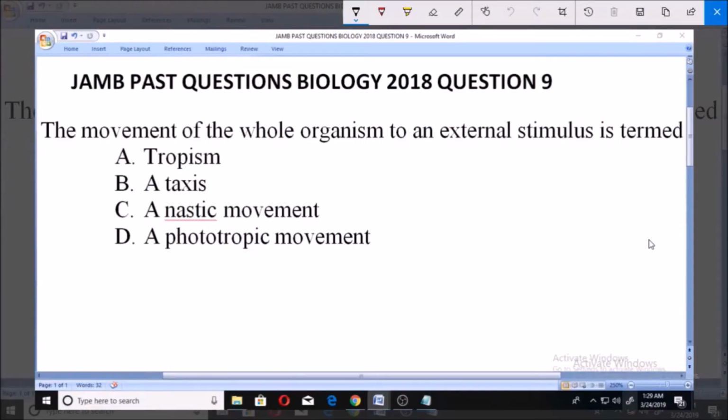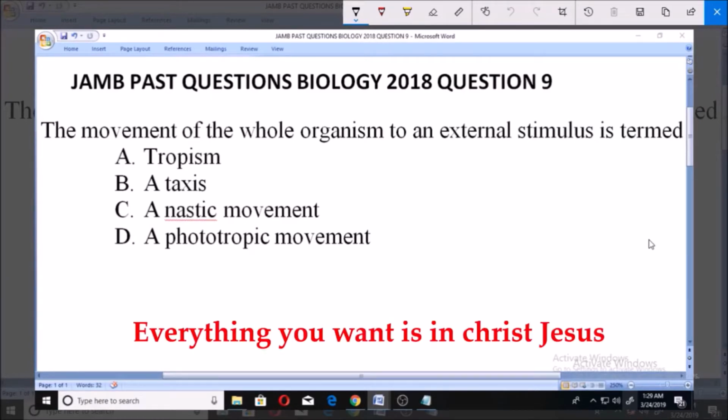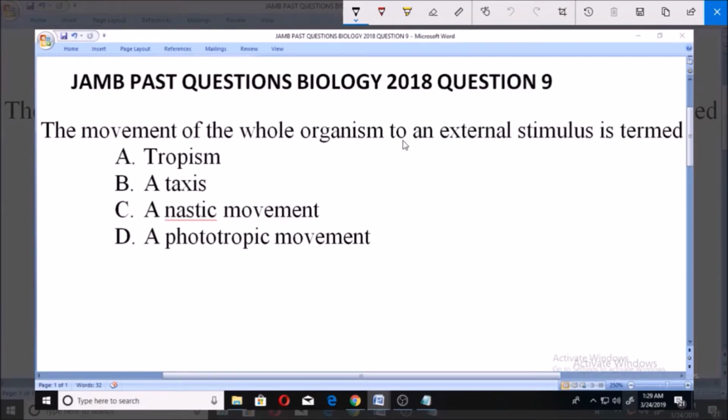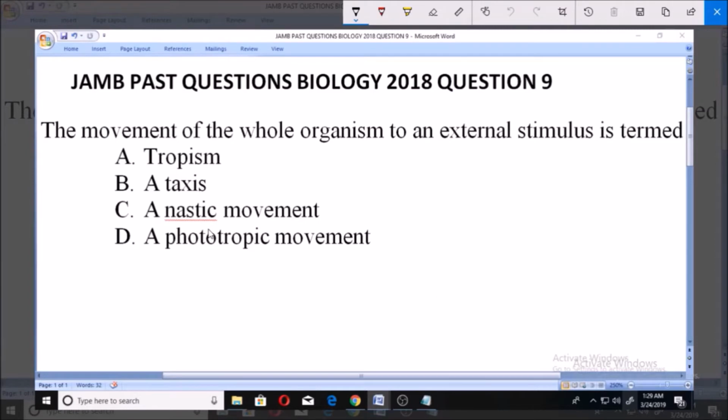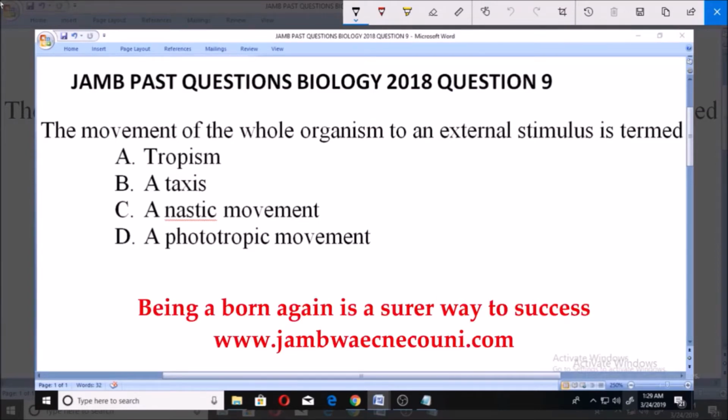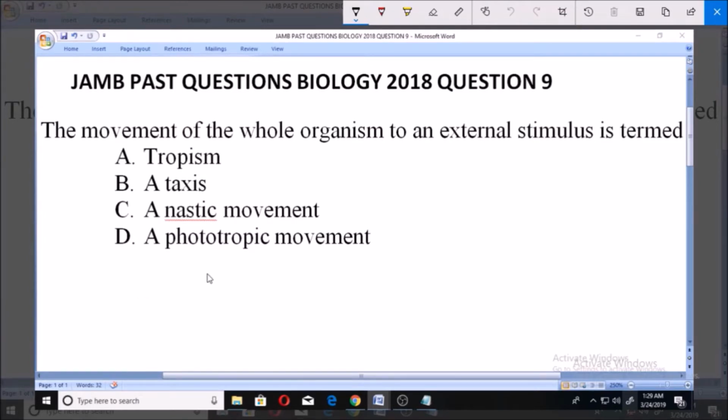Let's look at question number 9 for JAMB Past Questions Biology 2018. The movement of the whole organism to an external stimulus is termed: A. A taxis, B. Tropism, C. A nastic movement, D. A phototropic movement. Now, we already know what phototropic movement is, towards light, and nastic and tropism, but this taxis is very important for us to explain.